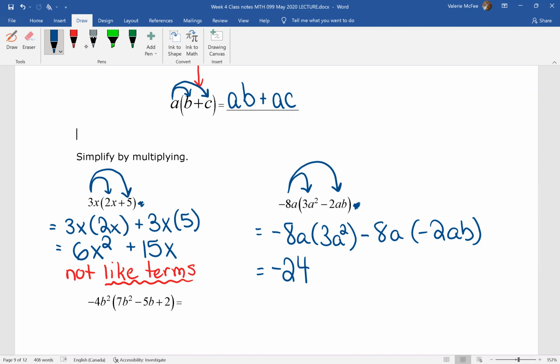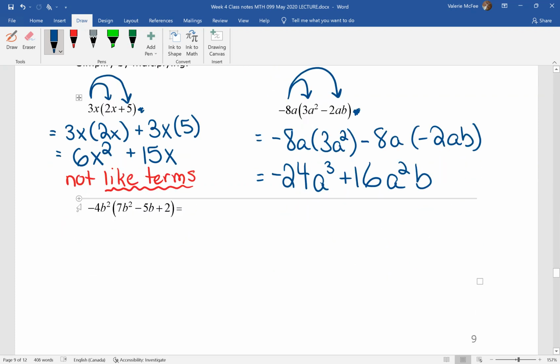Then we multiply our powers with the same base. Keep the base, add the exponent. Now we're multiplying our integers again. Negative 8 times negative 2. Positive 16. Multiply our powers with the same base. We have a times a. Add the exponents. There's only one b. Pause your video. Try this one.